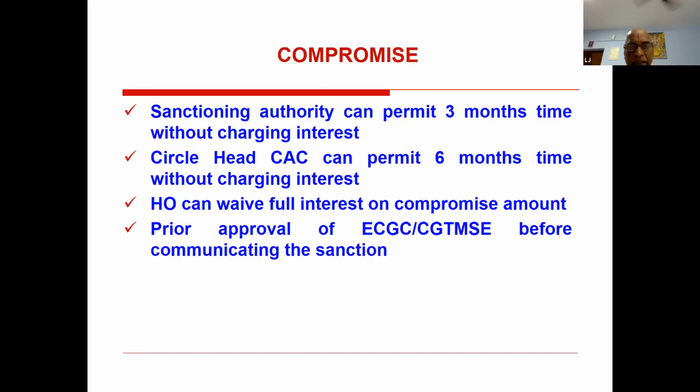Then the next point: whether the account is covered under ECGC or under CGTMSE, can these accounts be settled under OTS? Yes, under the normal OTS scheme, these accounts also, if they are eligible, you can settle under OTS. However, before conveying the sanction to the borrower, permission from ECGC or CGTMSE is to be obtained before communicating the sanction.